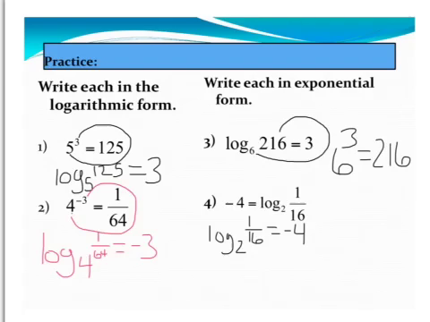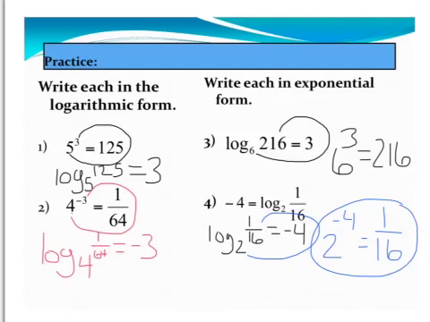Alright, now that you guys have had enough time to try it, let's go through it. So we're going to do the looping method, start with the 2, come up all the way around. So what we have is 2 raised to the negative 4th equals 1 over 16. Hopefully you guys got that right. So there's my final answer, put in exponential form. Moving on.